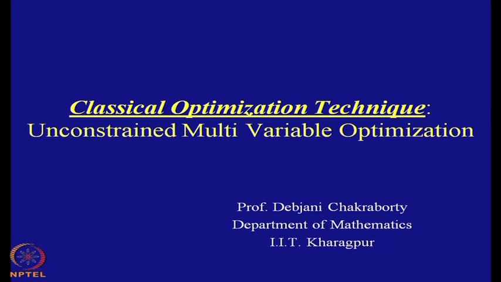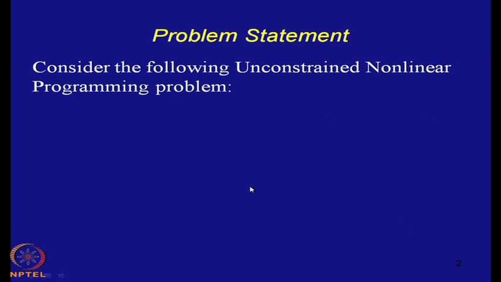Okay. Today the topic is classical optimization technique for unconstrained several variable optimization. In the last class I talked about the unconstrained optimization with a single variable. Today I will talk on the necessary and sufficient condition for tackling unconstrained multivariable optimization problem.